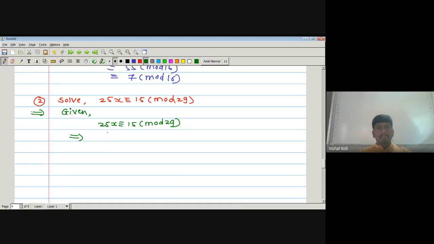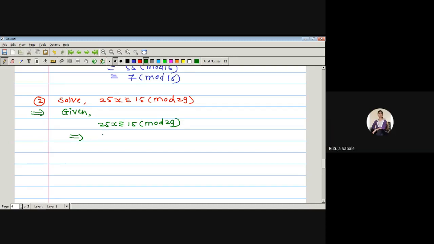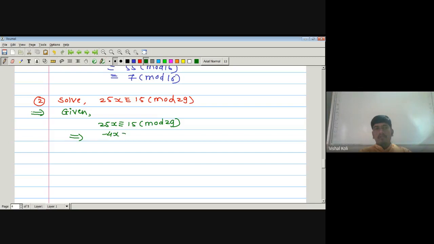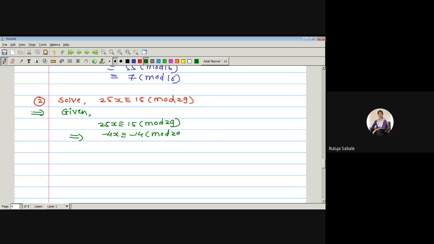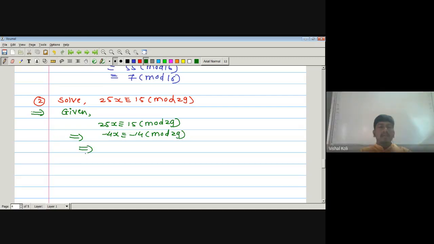I think it will be minus 4. Yes, sir. Minus 4x congruent to. And what about 15? It will be minus 14 modulo 29. Just multiply both sides by minus 1. We get 4x congruent to 14 modulo 29.